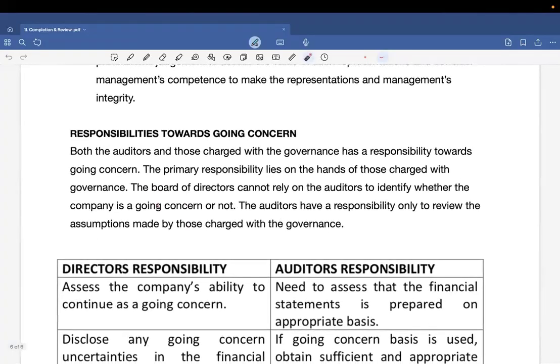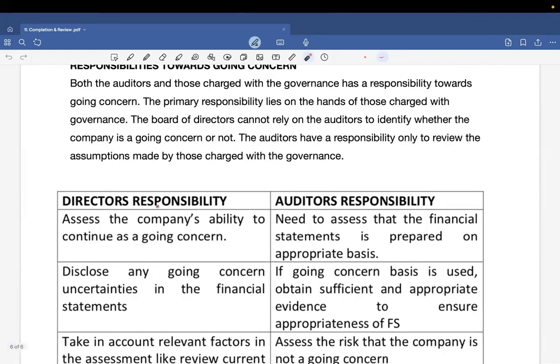So both the auditors and those charged with governance have some responsibility towards the GC. Clear? So the primary responsibility is always on the client's end, that is, the people who are charged with governance. So the BOD cannot expect that whatever happens in the company, it is the auditor's responsibility to investigate or to pull those out, right? No, it doesn't happen like that. The first action should be taken by the BOD itself. Clear? So the auditor only has a responsibility to review what has actually been found out.